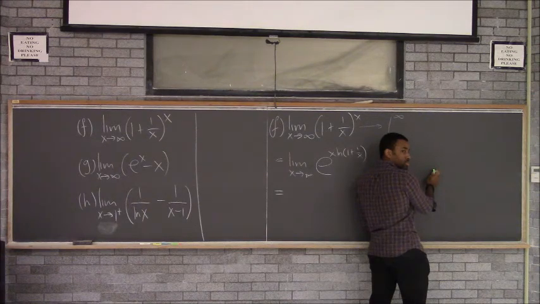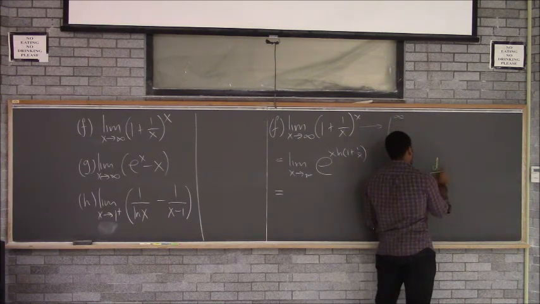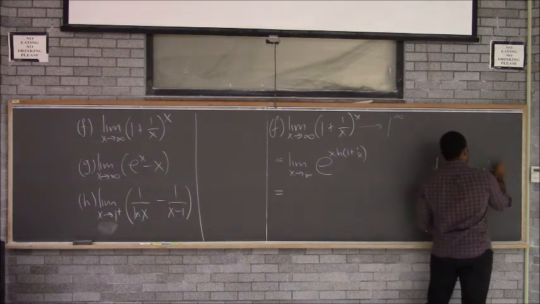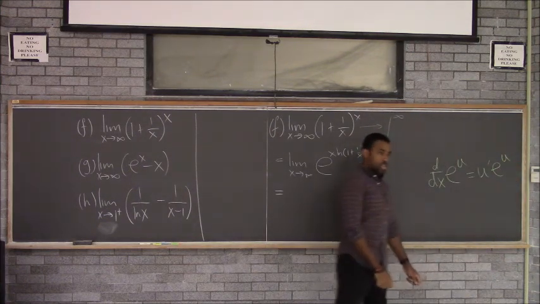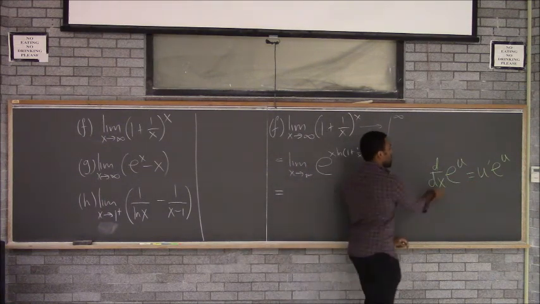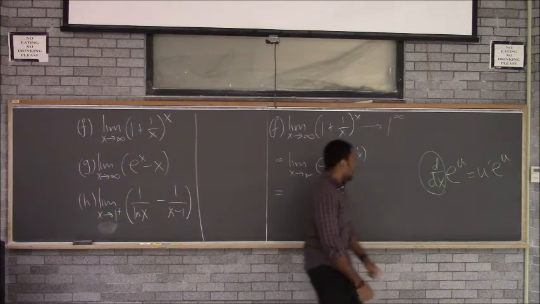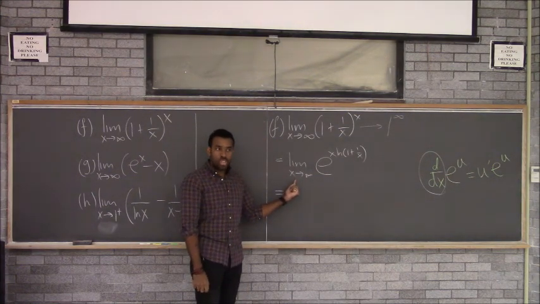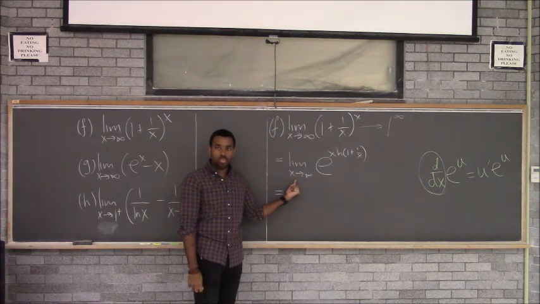E to the u is equal to u. What? That's not u. The rule is d/du of e to the u is u prime e to the u. Right? That's the rule. You do this when you see that. Do you see that? Okay, that rule does not apply because that's not the rule.